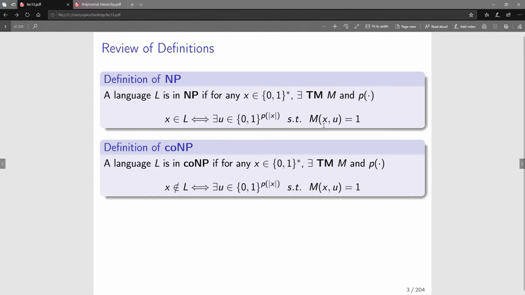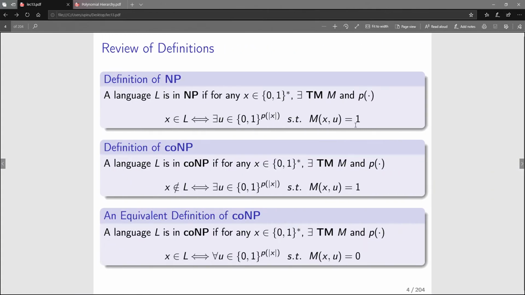So x belongs to L complement, or x doesn't belong to L, if and only if for every u of polynomial size, M rejects it. Somewhat like this. So x belongs to L if and only if for every u of polynomial size the Turing machine rejects it.